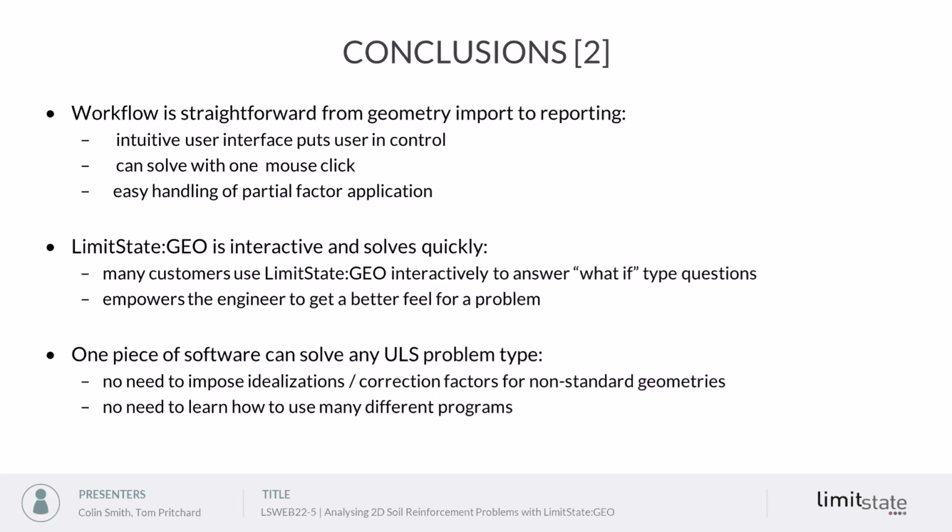It solves quickly, so many of our customers use LimitState Geo interactively to answer what-if type questions. And it empowers you to essentially get a better feel for the problem. You can play around with the parameters and see what is significant, what's a critical parameter, what's a less critical parameter. And the one piece of software can solve any ultimate limit state problem type. So there's no need to impose idealizations or correction factors for non-standard geometries, and no need to learn how to use many different programs.